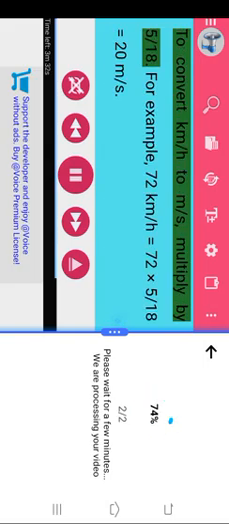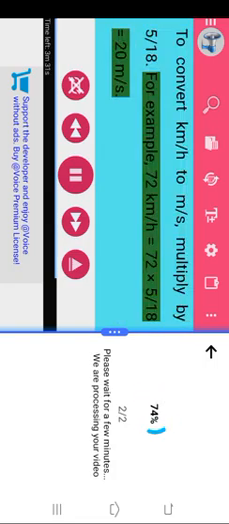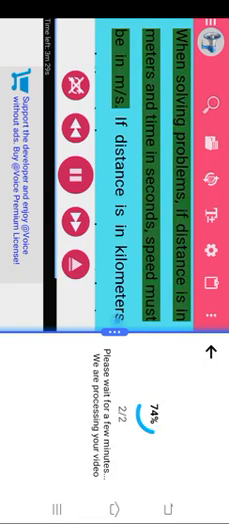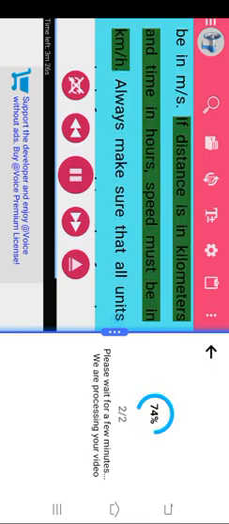To convert kilometer per hour to meter per second, multiply by 5/18. For example, 72 kilometers per hour equals 72 times 5/18 equals 20 meters per second. When solving problems, if distance is in meters and time in seconds, speed must be in meter per second. If distance is in kilometers and time in hours, speed must be in kilometer per hour. Always make sure that all units match before applying the formula: speed equals distance divided by time.